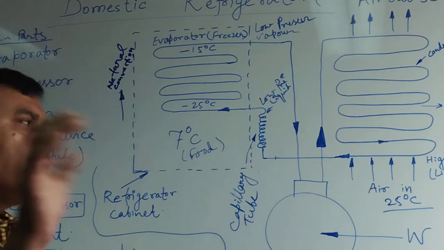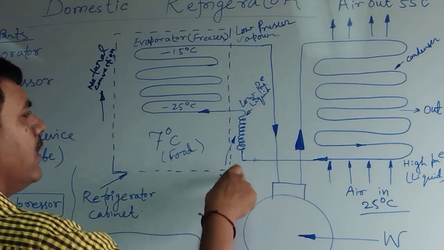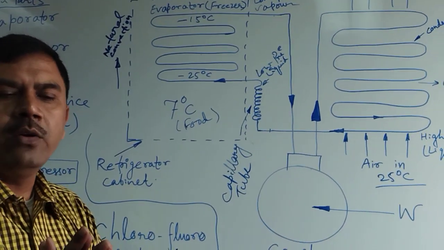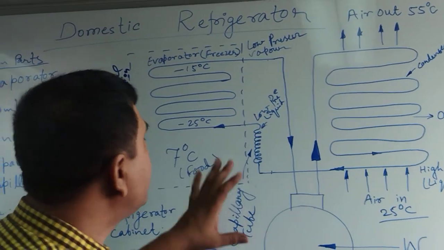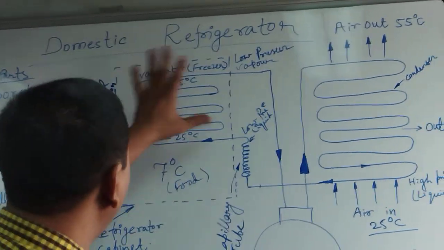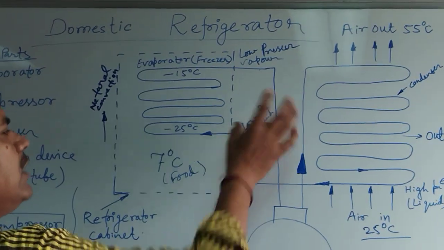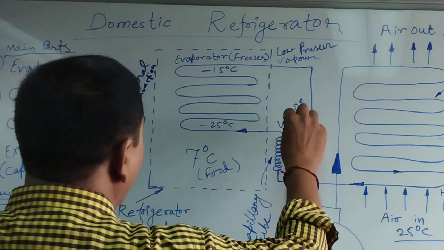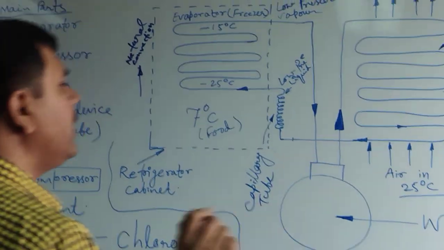Now we will continue to the previous part. Then the high temperature liquid comes in contact with the capillary tube. The capillary tube restricts the flow of the refrigerant, through which it comes in contact with the evaporator coils. When the liquid passes through the capillary tube, its pressure is low, but it is still in the liquid region. Then the liquid will pass through the coil of the evaporator.